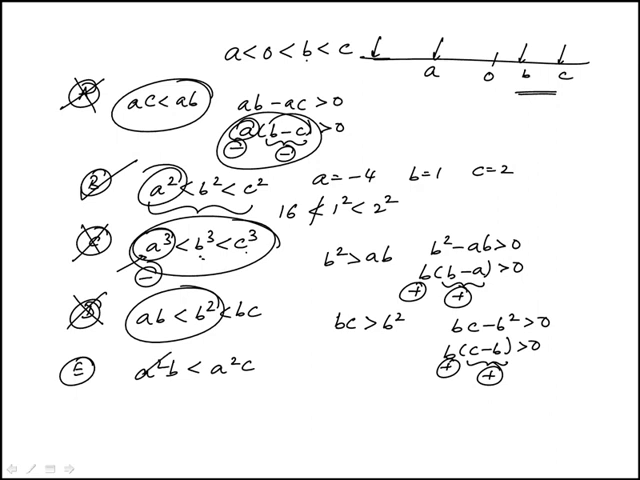Now here, I can divide both sides by A squared because I know for sure A squared is positive, and we are given this condition. So that also holds true, which means that's out. So the answer is, to recap, B.